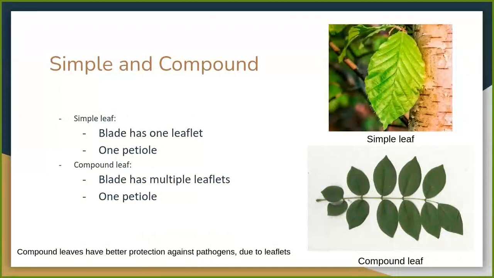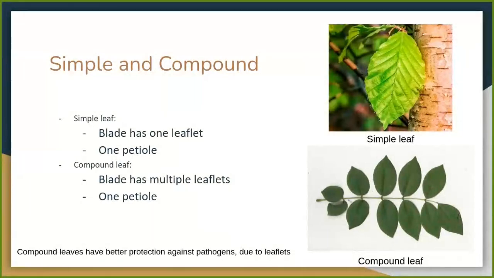Compound leaves differ from that in that a compound leaf can have multiple leaflets on it connected to one petiole. There's no axillary bud at its base, and sometimes each leaflet can be further divided into even smaller leaflets.